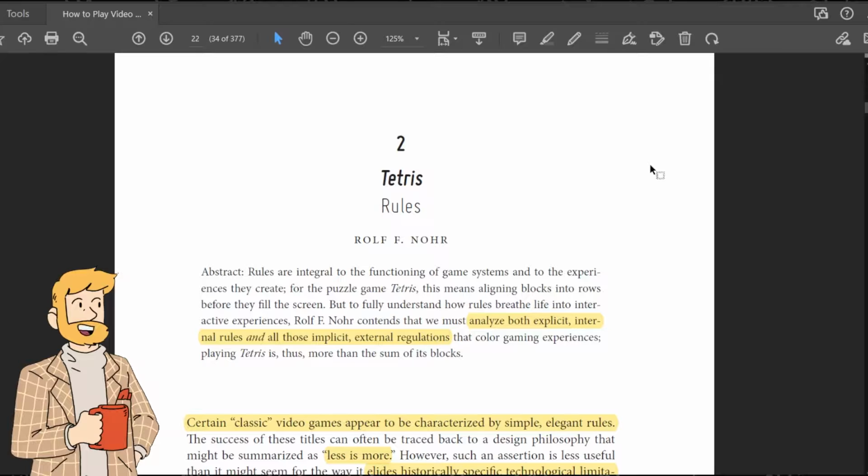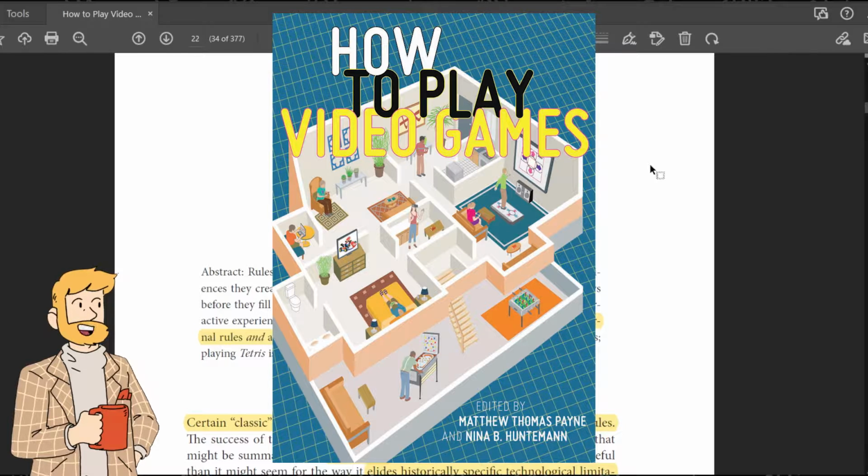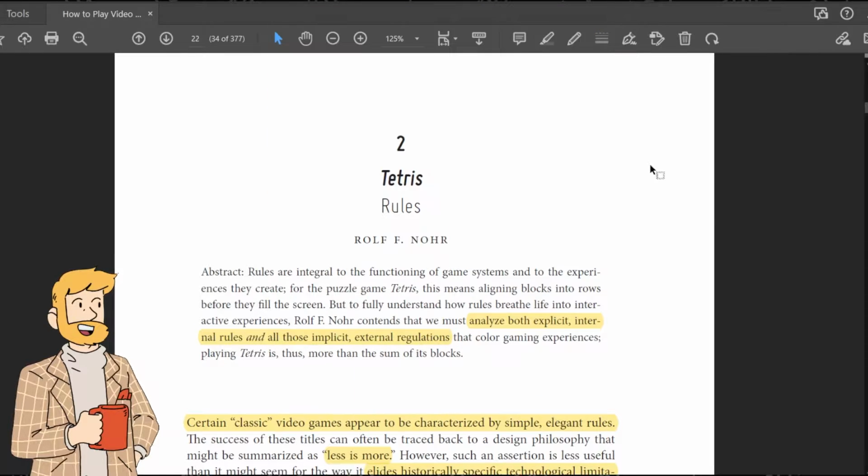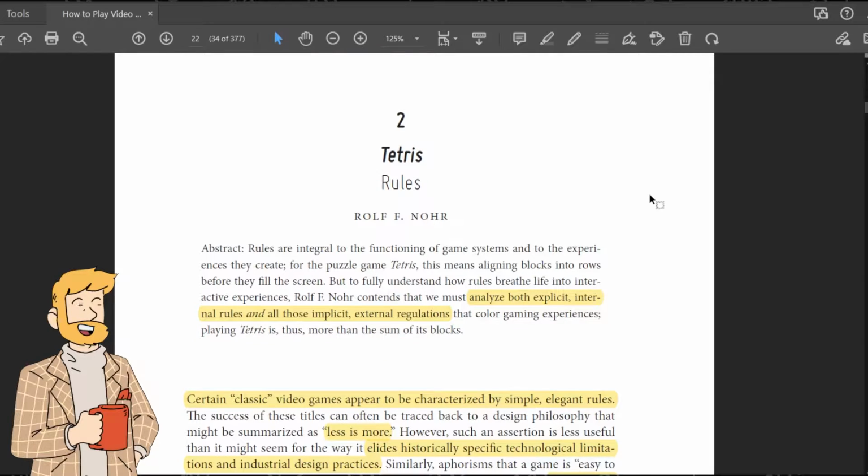Today we're reading a book chapter by Rolf Nohr from the book How to Play Video Games. And in this book chapter, Nohr is writing about the concept of rules in computer games, focusing on the example of Tetris. And if we wanted to put Nohr's argument in just a single sentence, we might say here in this abstract that Nohr is contending that we must analyze what he calls both explicit internal rules and all those implicit external regulations that color gaming experiences.